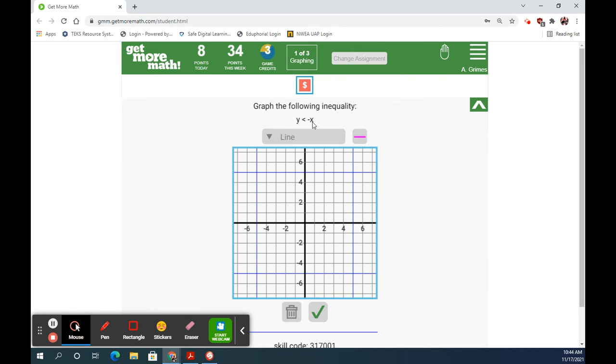Y is less than negative x. All right. Now, is it going to be solid or dashed? Dashed. So we click here. All you have to do is click on it. It changes it. Now, what's our y-intercept here? 0, 0. So we put a point here. What's our slope? Negative 1. So we go down 1, right 1. There's our dashed line. Now, where are we shading? Above or below? Click on this. Go to shade. There it is. That's your answer.